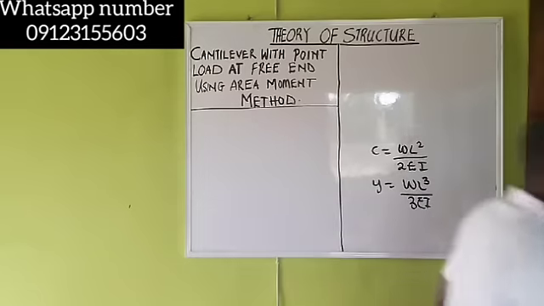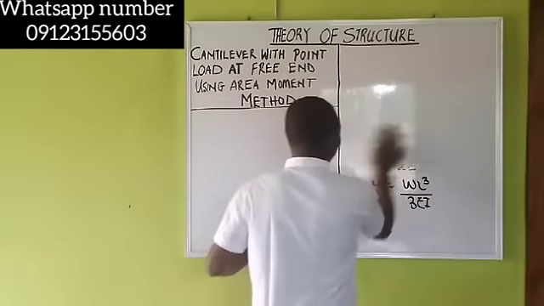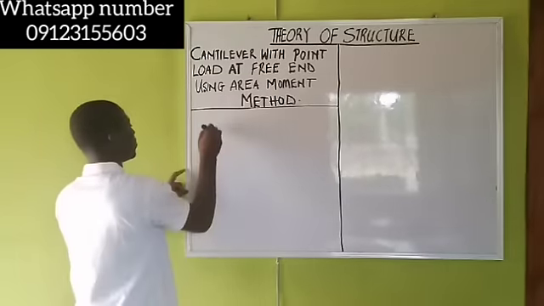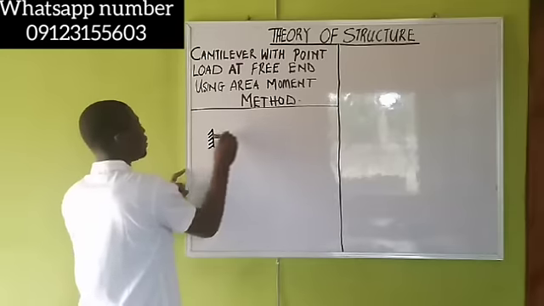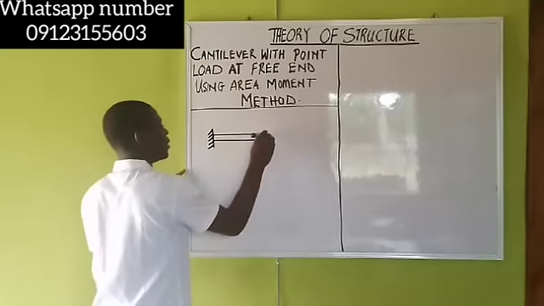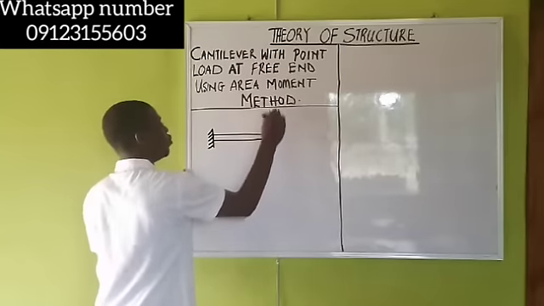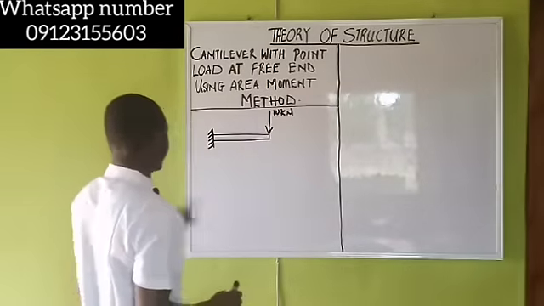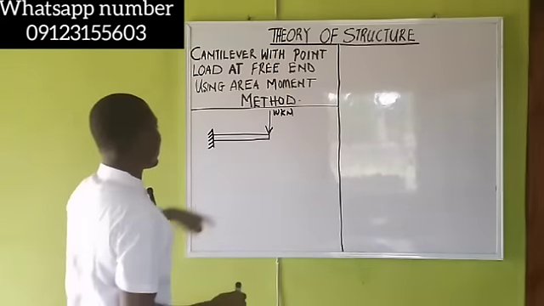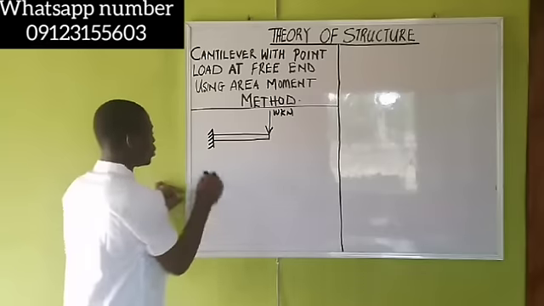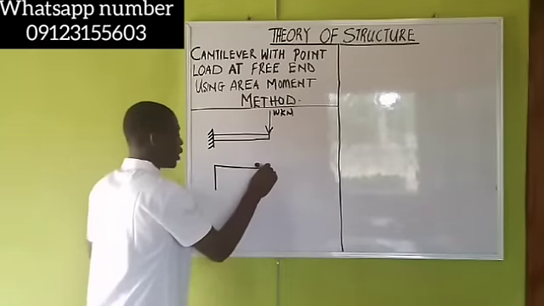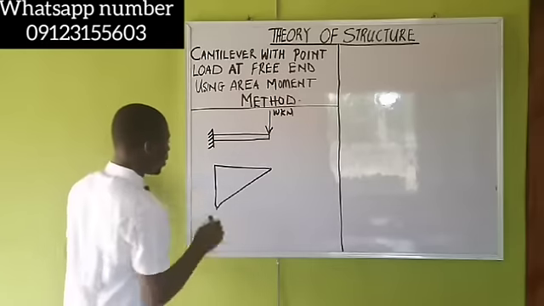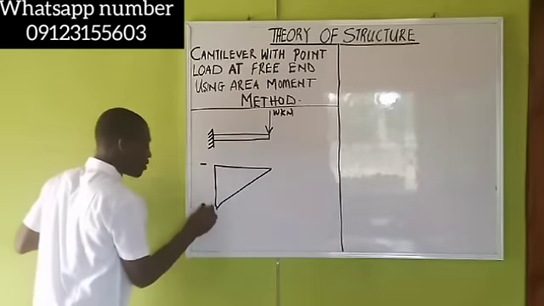Now, first things first, I need to draw out a cantilever beam with a point load at its free end. So if I have a cantilever beam this way, having a point load at its free end this way, let me call this W kilonewton. Having a point load at the free end, this is a cantilever beam, right? So my deflection for this will be in this format. Take note of this. Take this seriously, please.